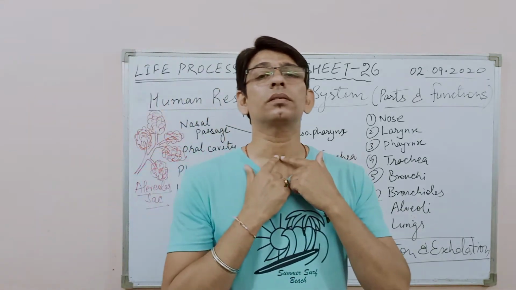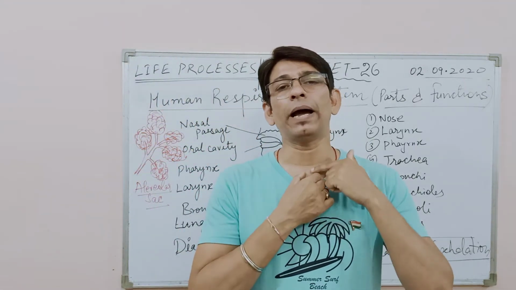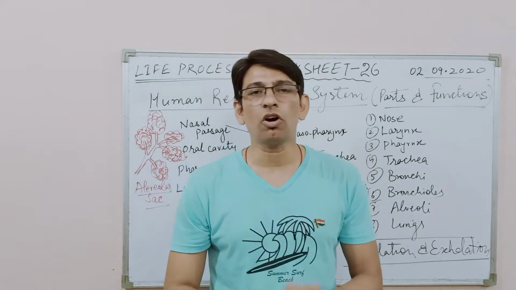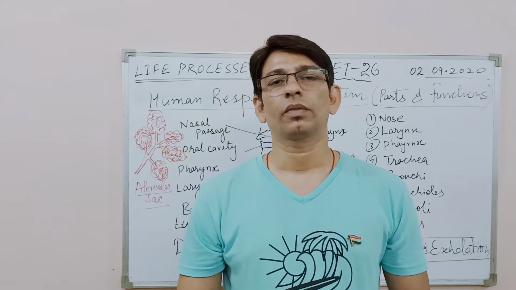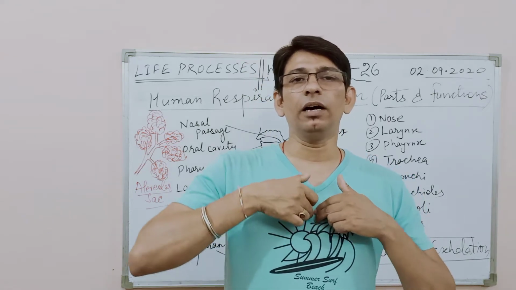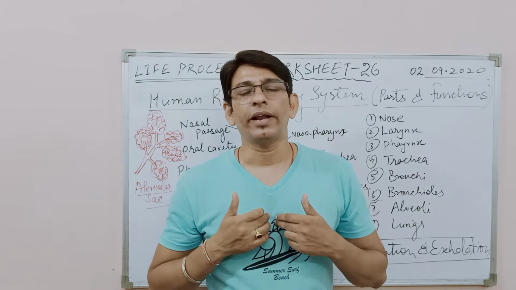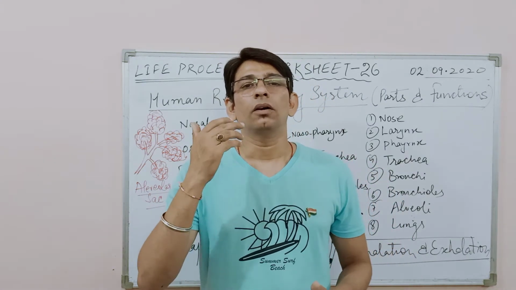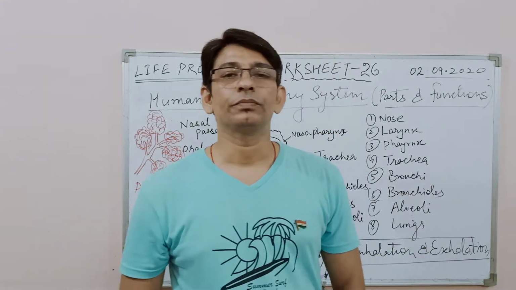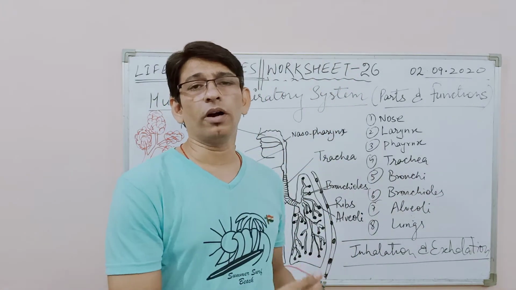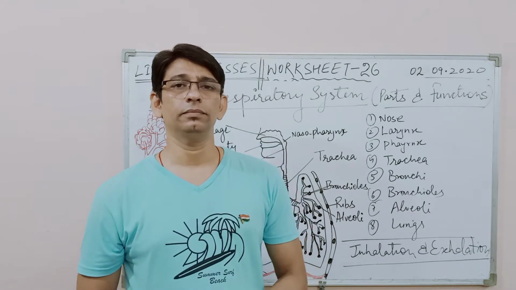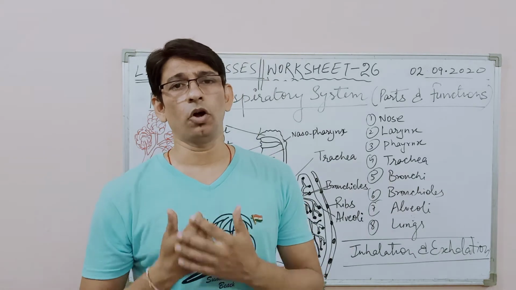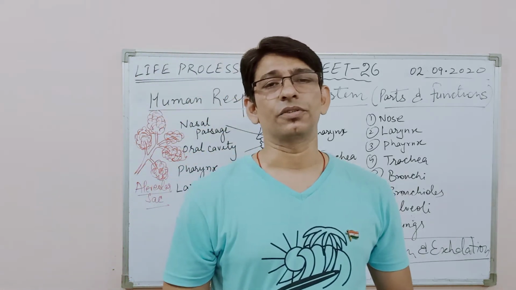The Adam's apple or the larynx leads into a pipe, a tubular structure called as trachea. Trachea is also called as windpipe. After traveling downward, trachea divides into two parts, bifurcates into two parts called as bronchi. Right bronchus and the left bronchus. The right bronchus enters into the right lung and the left bronchus enters into the left lung.